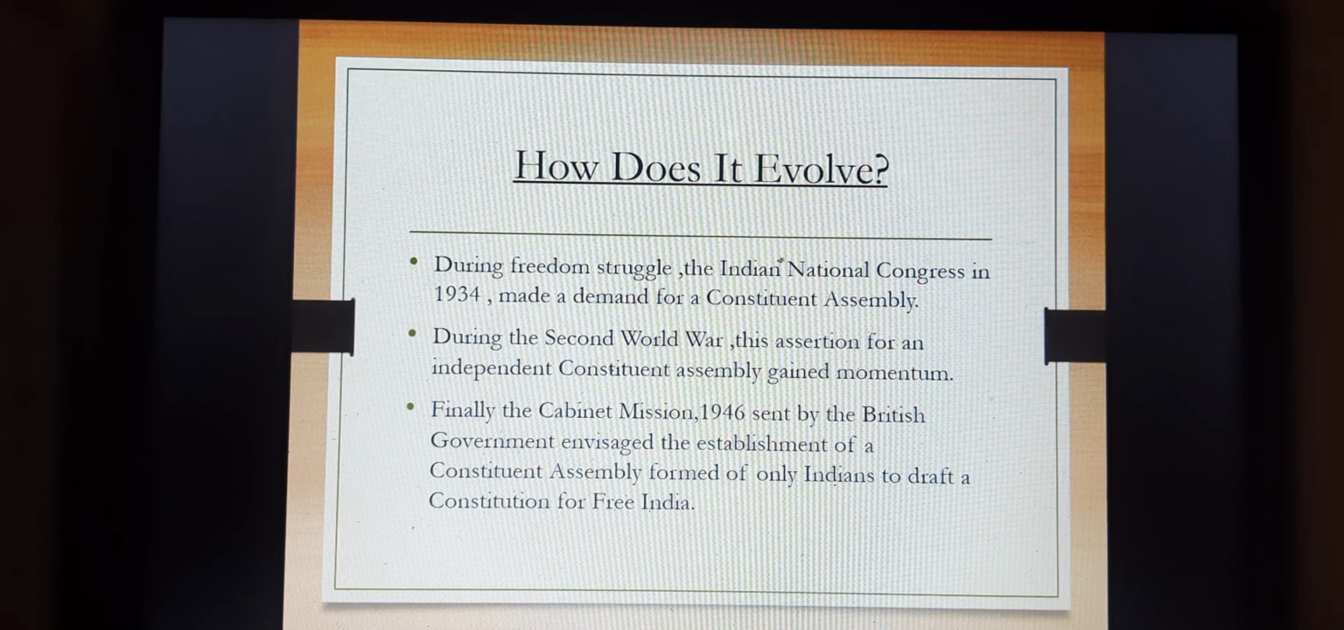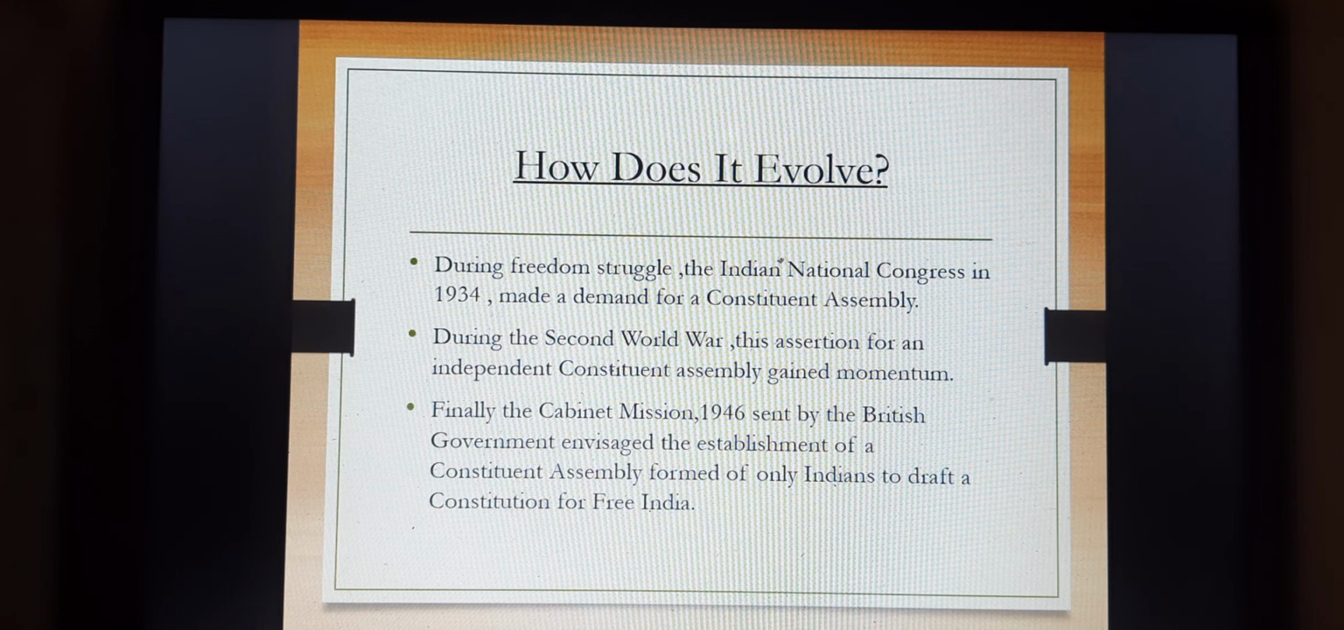During the freedom struggle, the Indian National Congress in 1934 made a demand for a Constituent Assembly. So for the first time, the Constituent Assembly, what we call Samvidhan Sabha in Hindi, was being asked for by the Indian National Congress in 1934 from the British government.